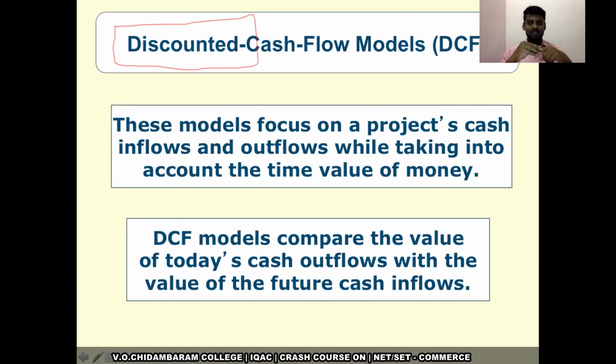So we say that the money I have today has more value than tomorrow's money. Today's money has more value than tomorrow's money. As simple as that. This is what we mean by time value of money, which is always considered in the discounted cash flow method. One important discounted cash flow method is called NPV, net present value.